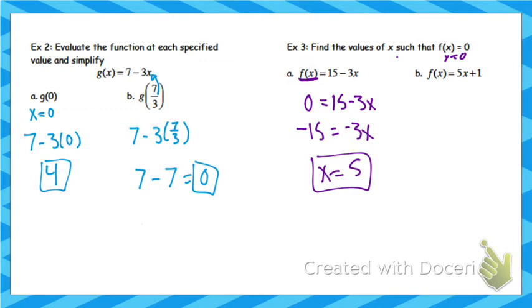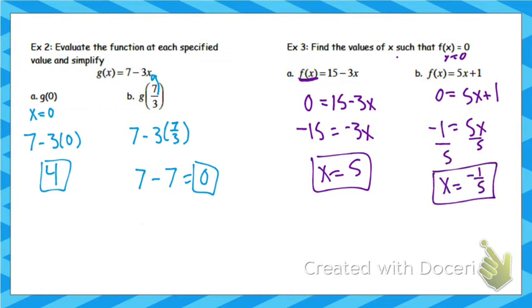Same thing on the other side, okay? Plug in 0 for f of x. Solve for x. So minus 1, divide by 5. And we want to leave this as a fraction. We prefer fractions to decimals, especially this year in pre-cal. You're going to see a lot of fractions. So just get ready and be comfortable with those fractions.